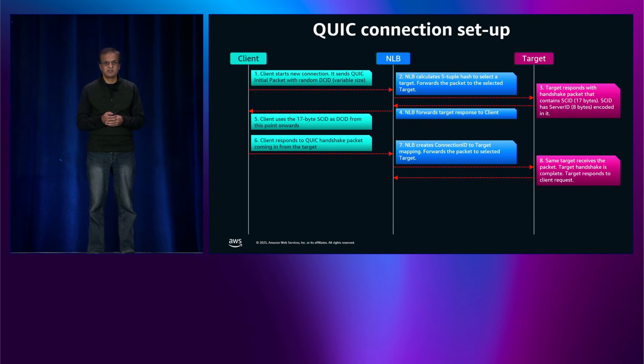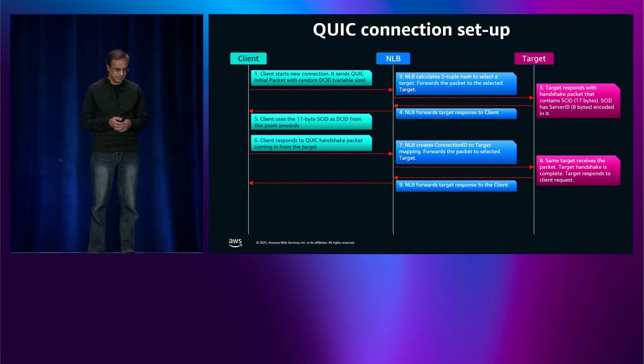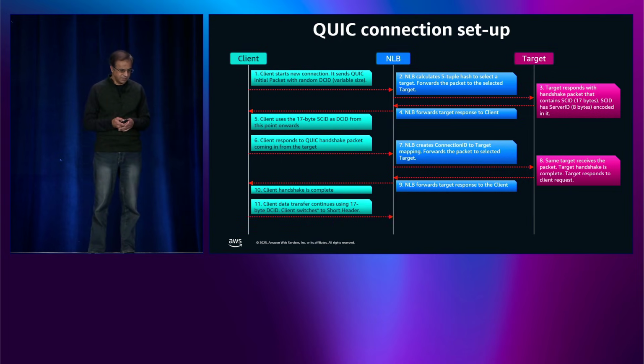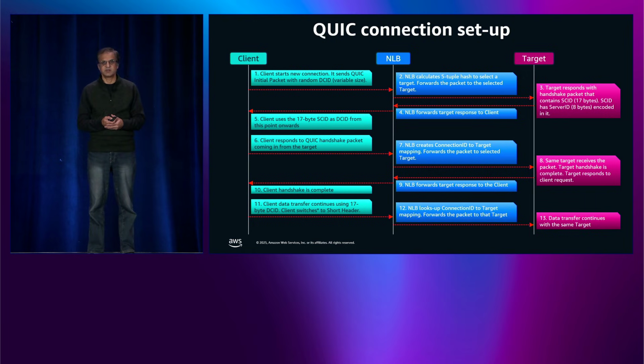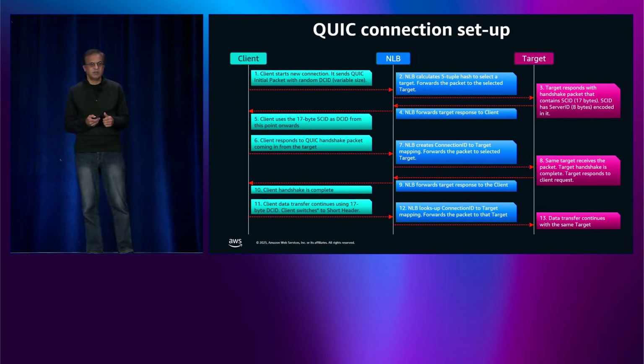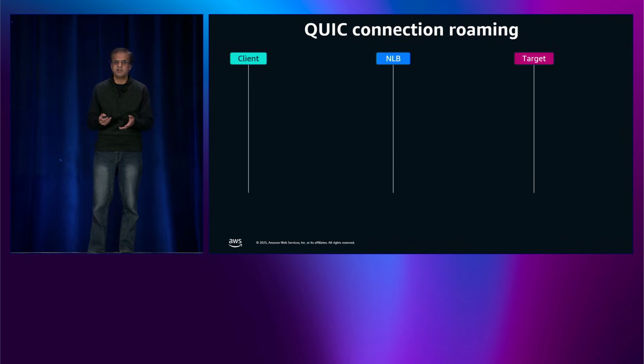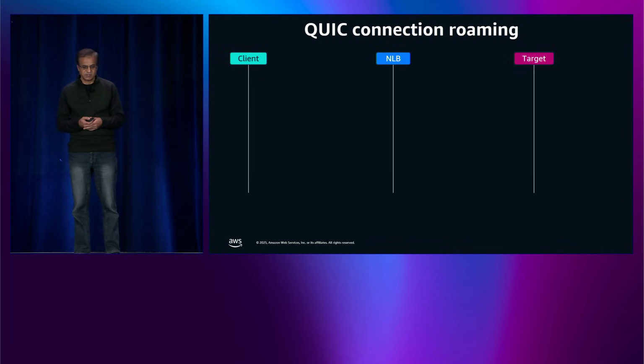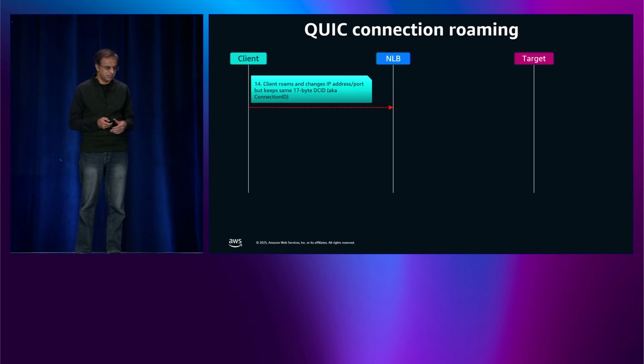At this point, the target handshake is complete, and then the target responds back to the client. NLB simply looks up the packet and sends it back to the client. And at this point, the client handshake is complete. And then the client will start sending the data, and the data transfer continues from this point onwards. This is where the connection establishment and data transfer progresses. But we said this protocol is fundamentally written for connection migration, for a client that's roaming. So how does this actually work?